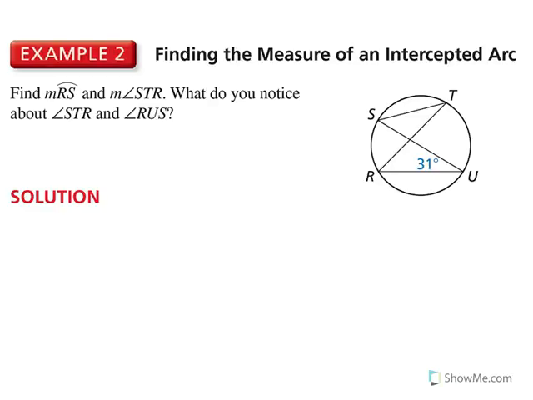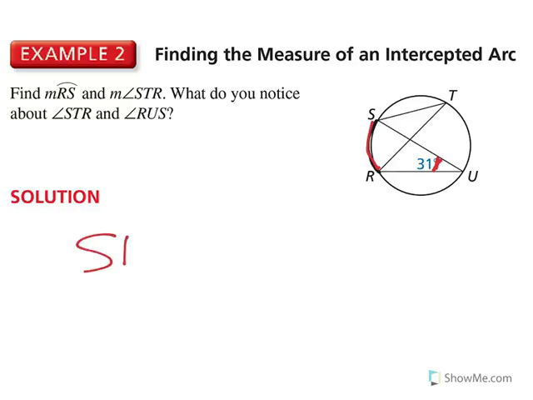So in example 2, now we're going to find the measure of arc RS and the measure of angle STR. So if we start with the first one, the measure of arc RS. RS is this one here. And so it is across from this angle. This is the intercepted angle for it, or the one that we have.